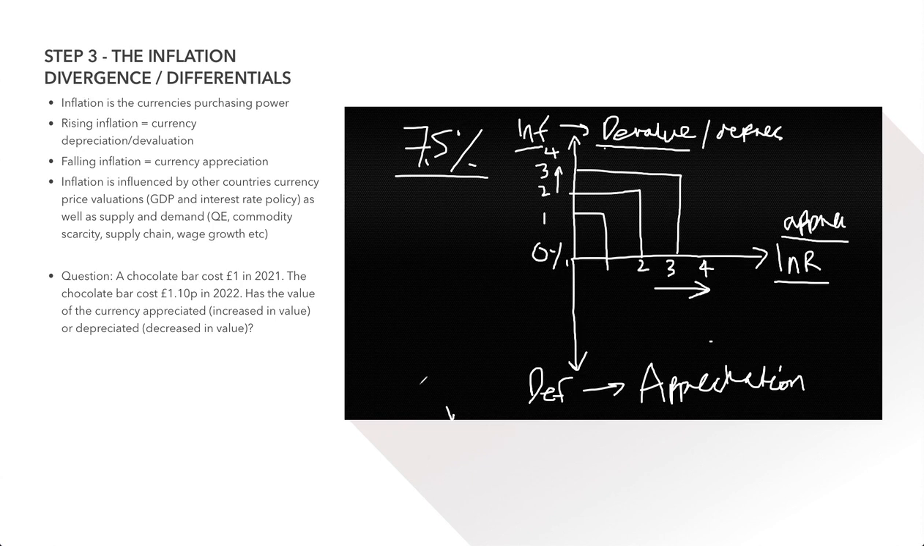So yeah, brilliant. And the reason why is because it takes more of that currency to buy a chocolate bar. If it only cost you £1, but now it costs you £1.10, it's taking more of those pounds to buy the same chocolate bar. So in fact, your currency is being devalued. That's exactly it. And you can get into things like hyperinflation.